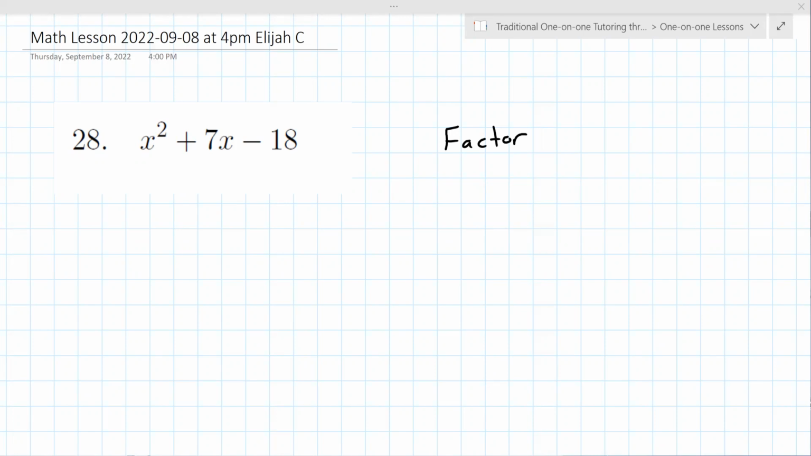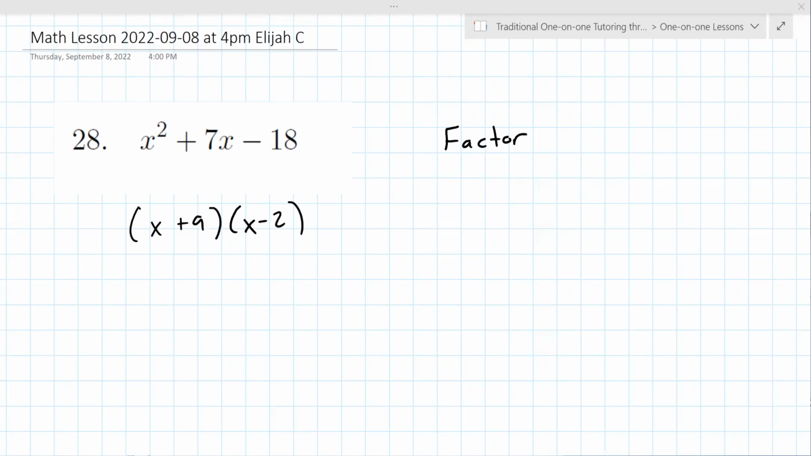Okay, I think I have the answer. All right, give me your factored form. X plus 9, x minus 2. Okay, perfect. All right, now one more here, just increasing the difficulty slightly.